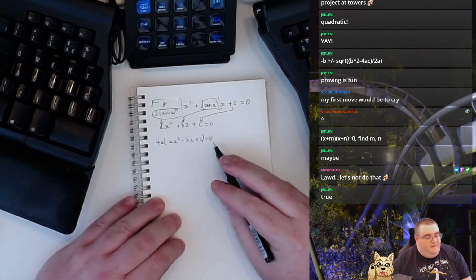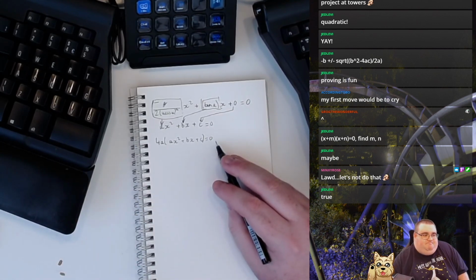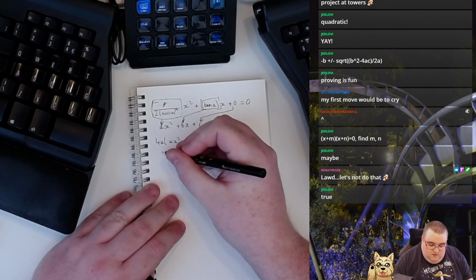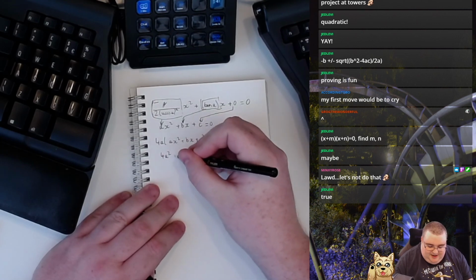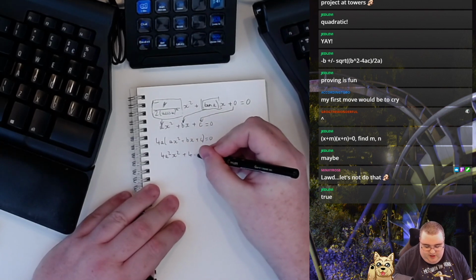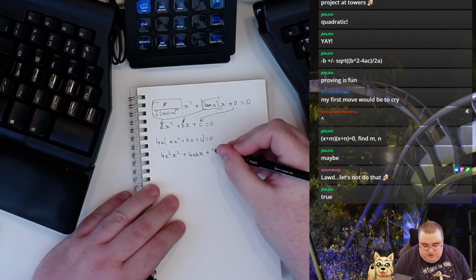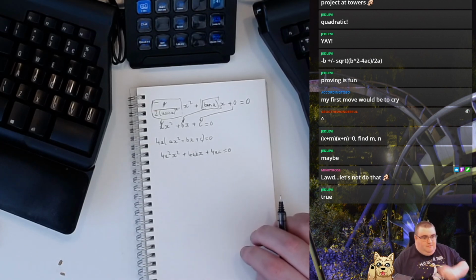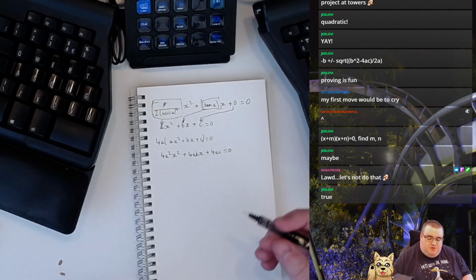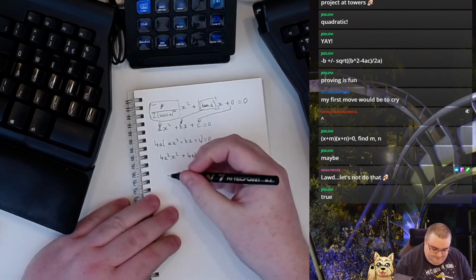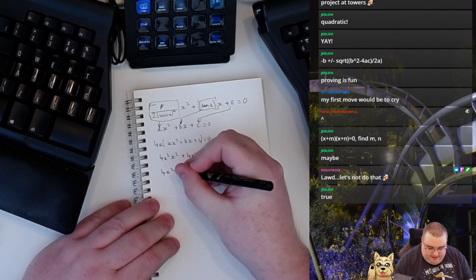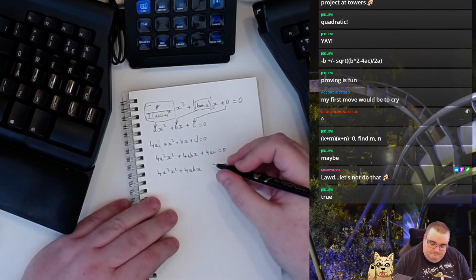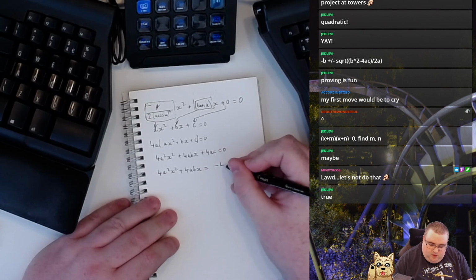But it comes out cleaner. And that 0 there, 4a times 0 is still 0. So what does that actually give us? That gives us 4a squared x squared plus 4abx plus 4ac equals 0. Okay, let's subtract the 4ac from both sides. So we've now got 4a squared x squared plus 4abx equals minus 4ac.